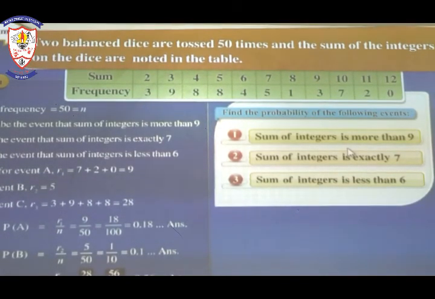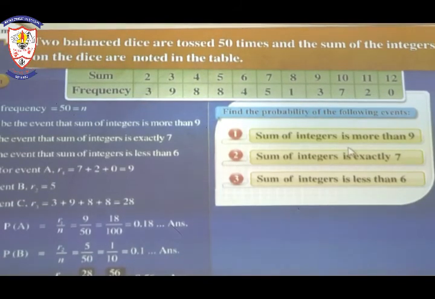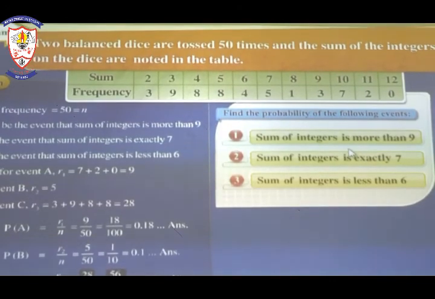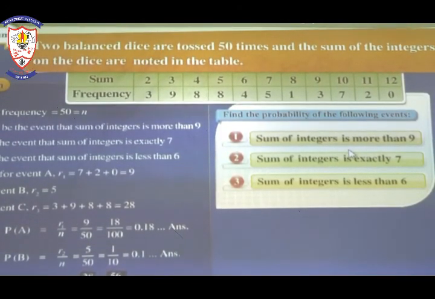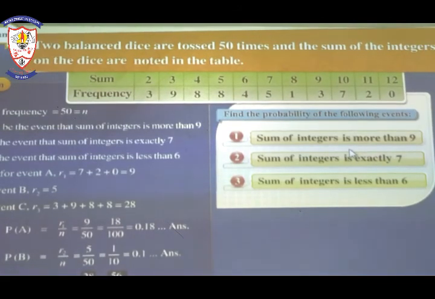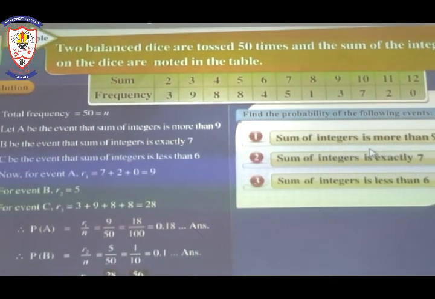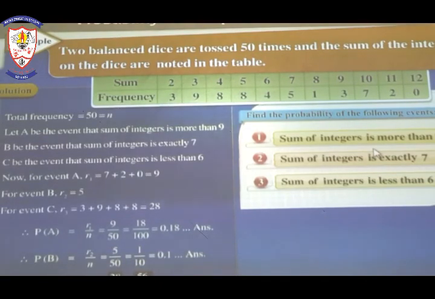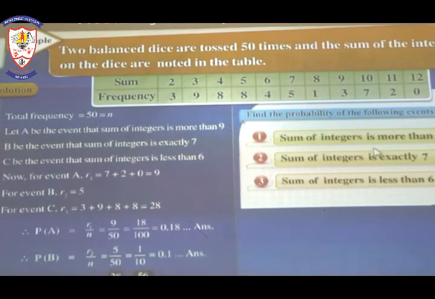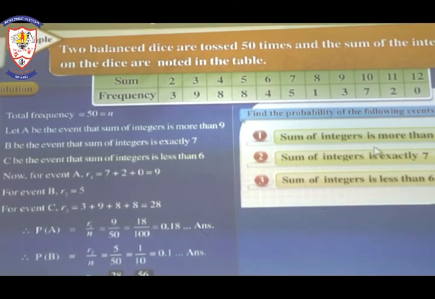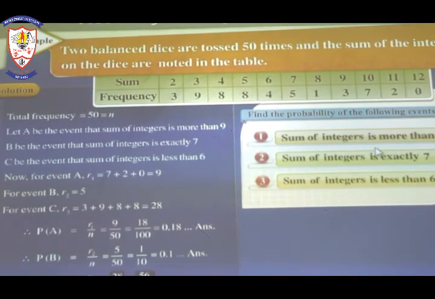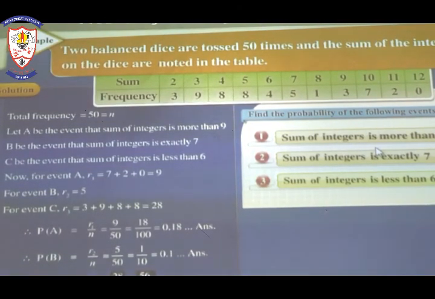The second is the sum of the integers is exactly 7. The third is the sum of the integers is less than 6. Now we come to the solution part. The total frequency is 50, because the two balanced dice are tossed 50 times, which we denote by small n. Let A be the event that the sum of the integers is more than 9, B be the event that the sum is exactly 7, and C be the event that the sum is less than 6.